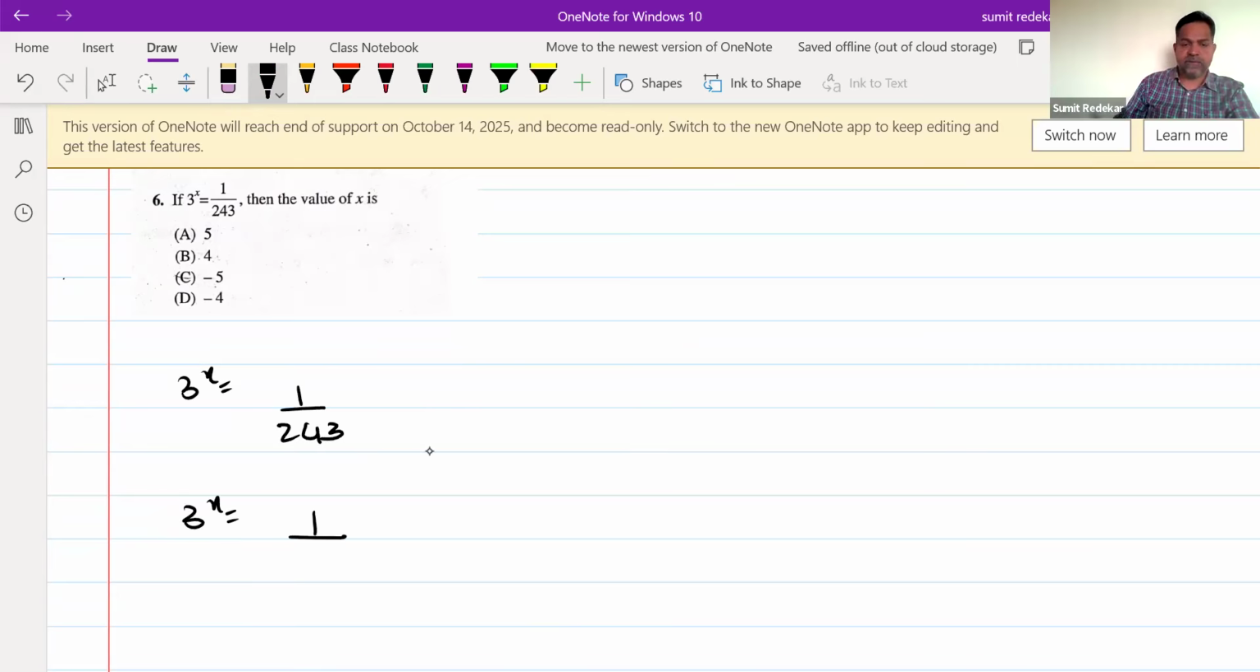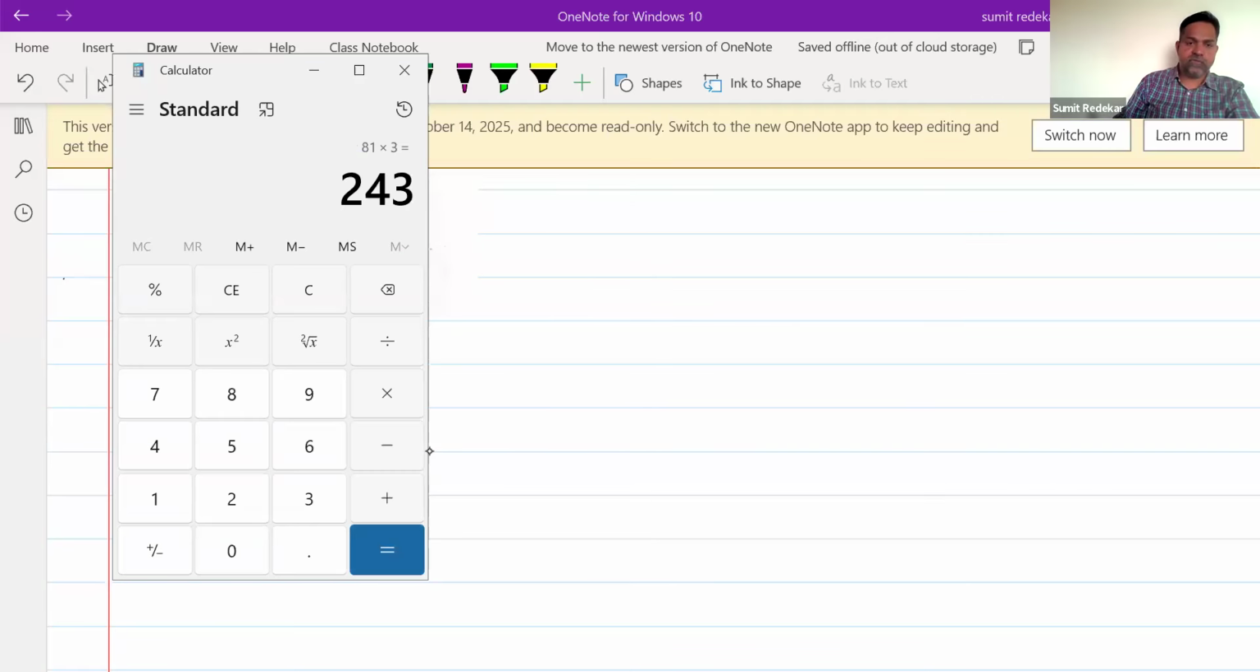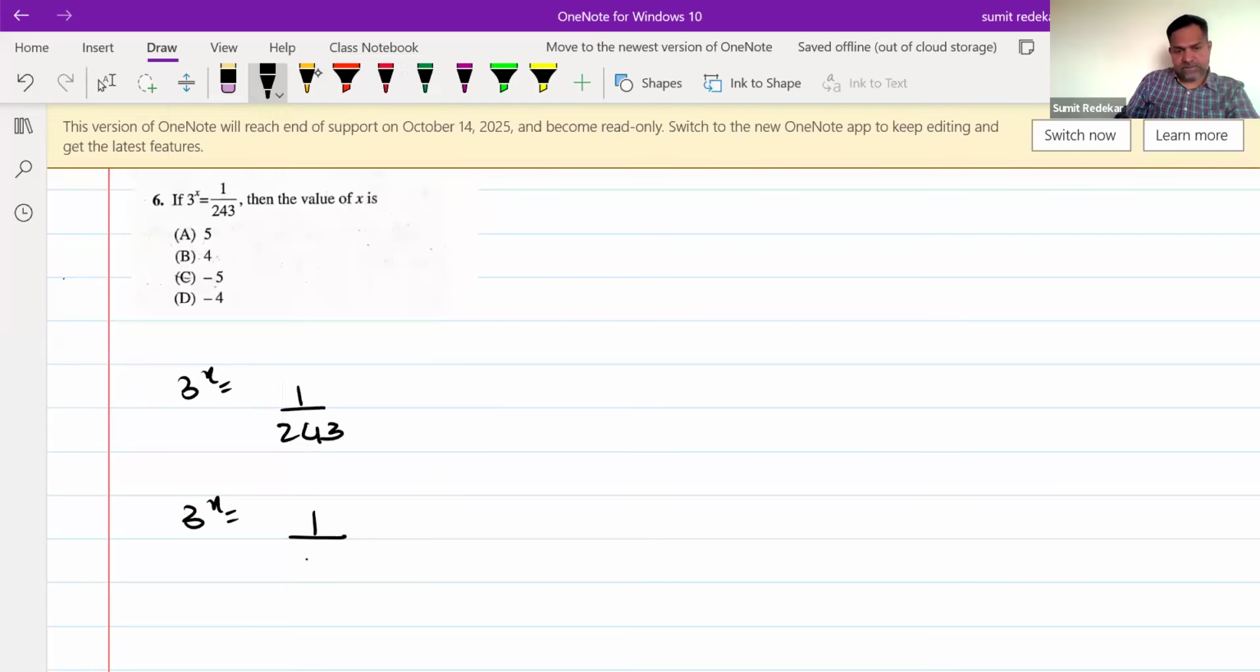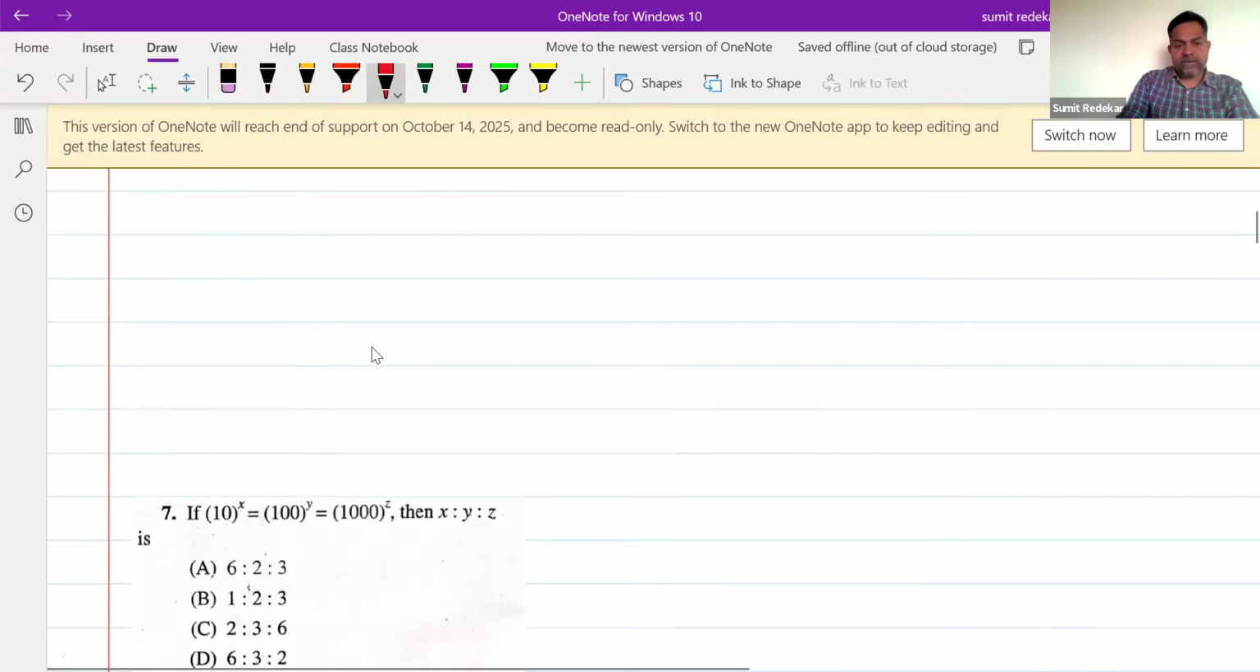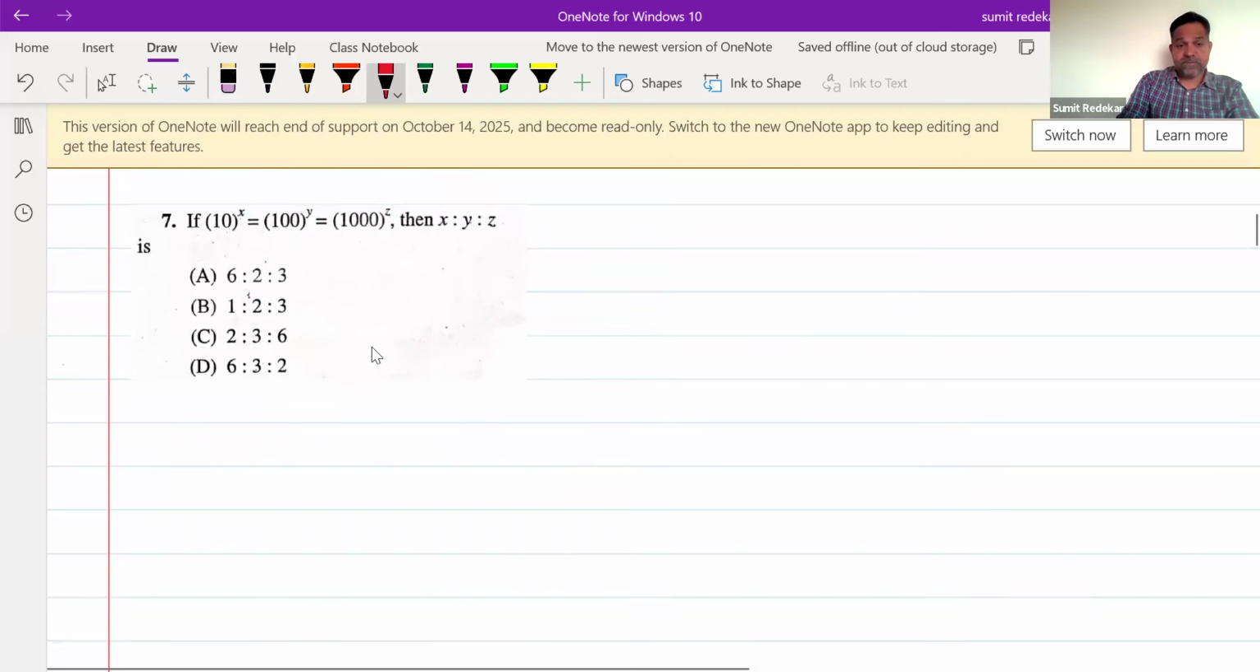3 की कौन सी power है? 2, 3, 4, 5, fifth power है. So that's 3 raised to 5. In the next step, 3 raised to x is 3 raised to minus 5, implies that x has to be equal to minus 5. So the answer to this should be C, minus 5. Moving on to the next, which is question number 7.